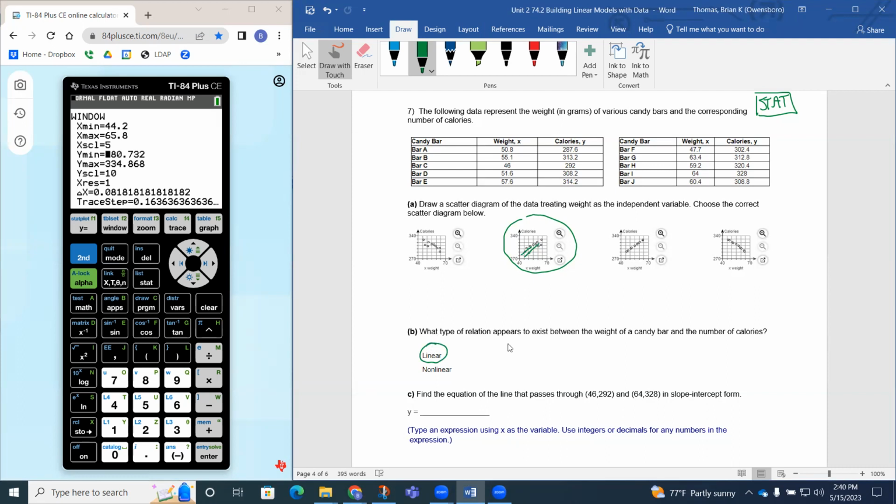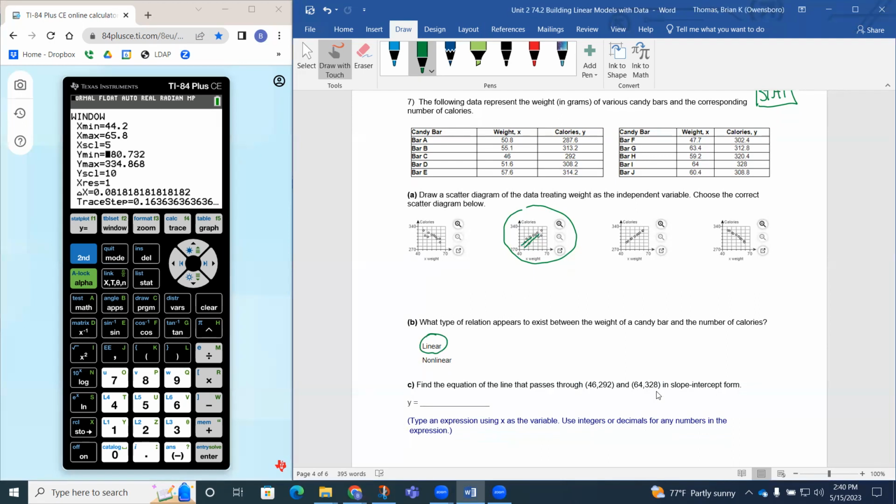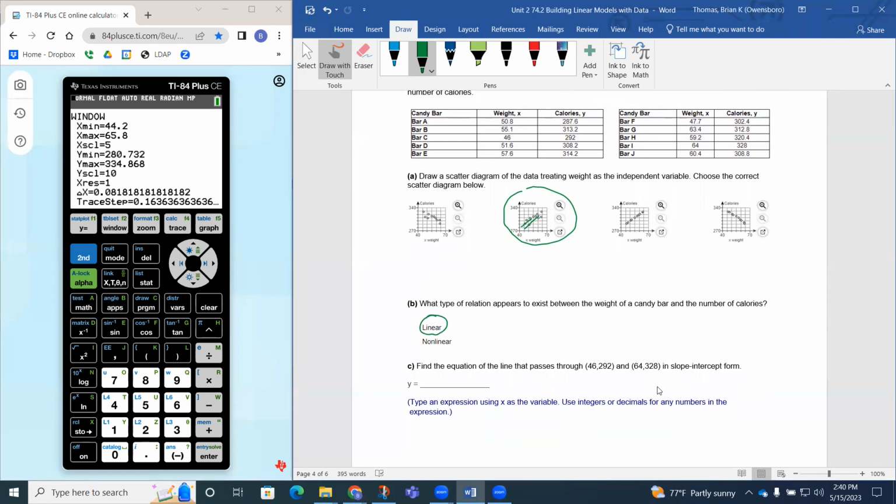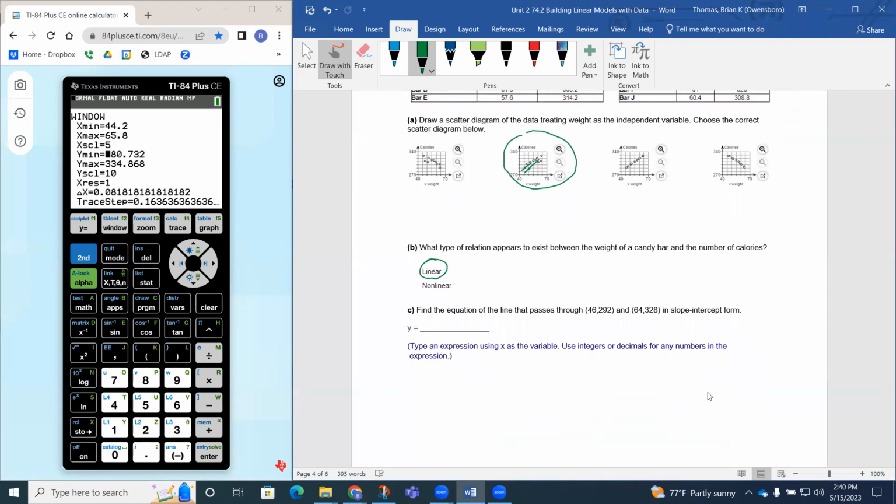So if I want to find the equation of the line, they're suggesting to use the points (46, 292) and (64, 328). So I can use that information to find the equation of the line. Again, the slope is going to be the change in y, so it's 328 take away 292, over the change in x's, which is 64 take away 46. So let me quit this.